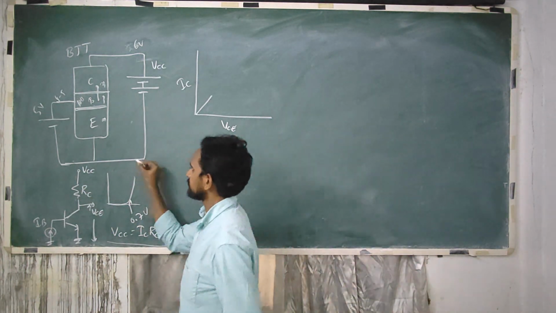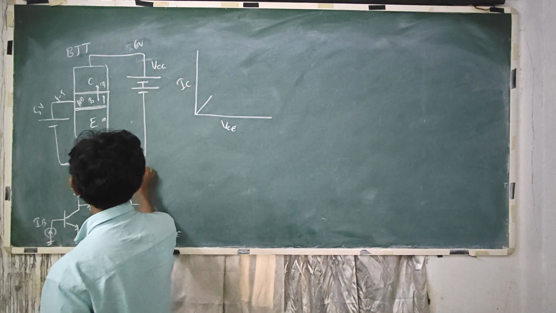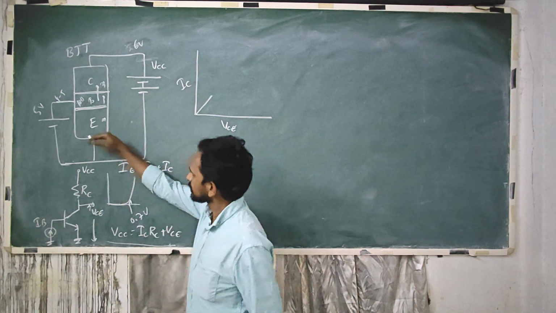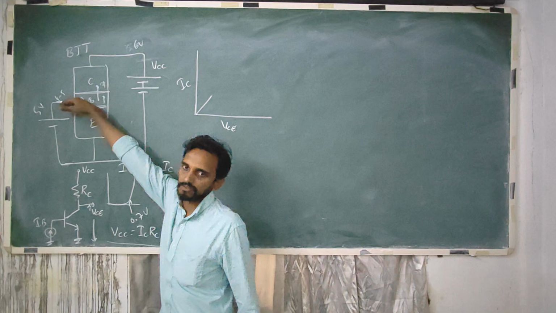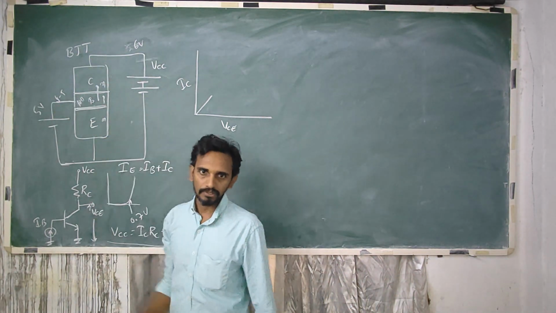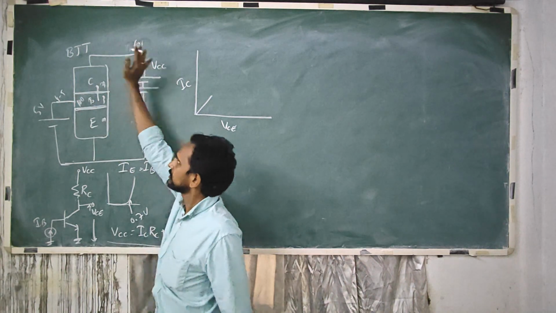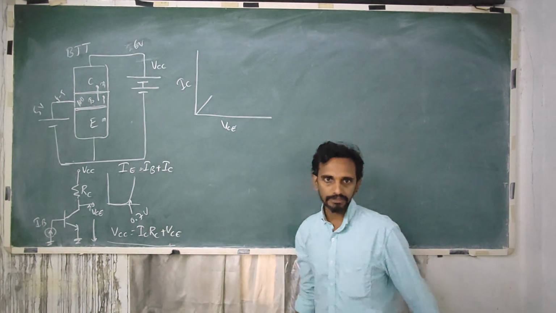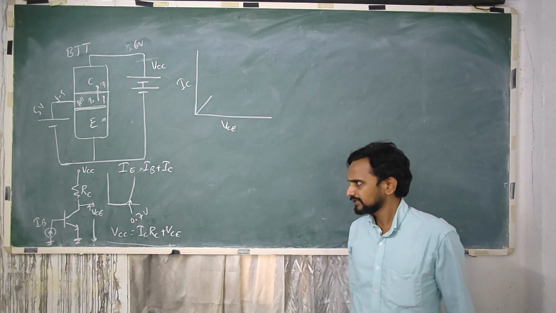And another equation that governs the transistor operation is this: IE is equal to IB plus IC. So whatever carriers enter through emitter will be collected either from base or from collector. So IE is equal to IB plus IC. So these two equations will govern the entire activity of the transistor.